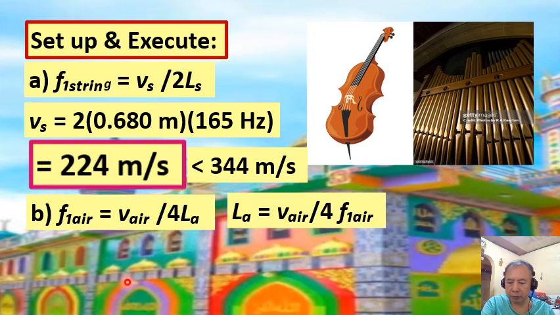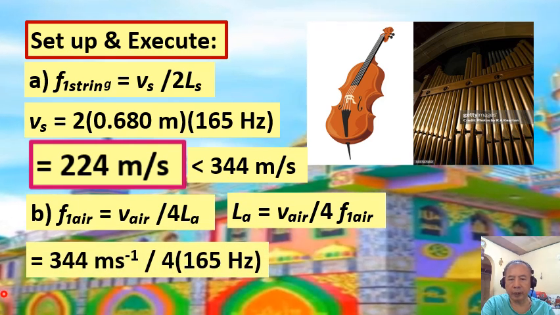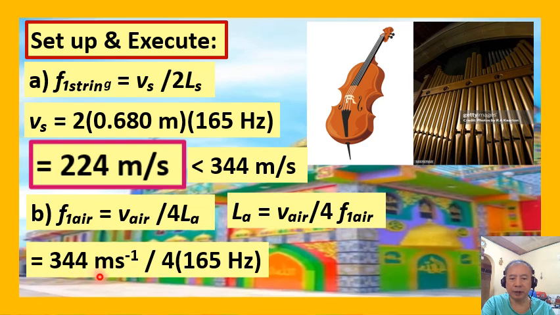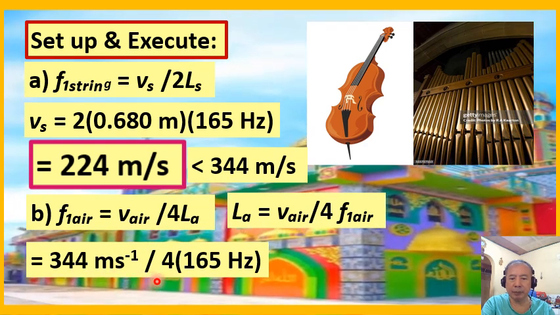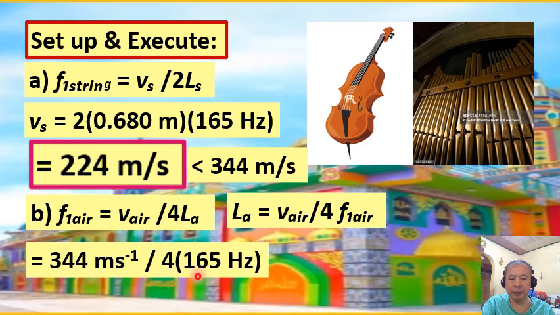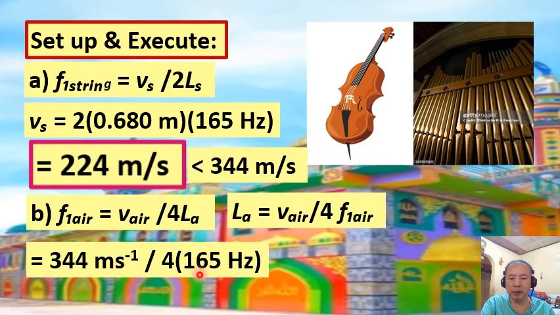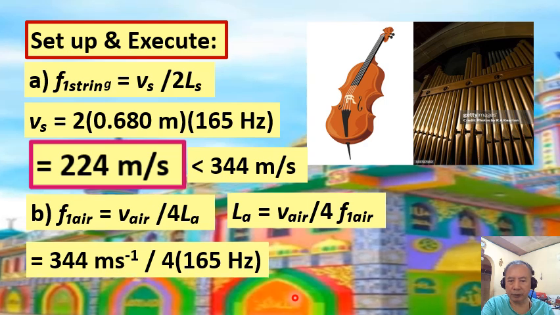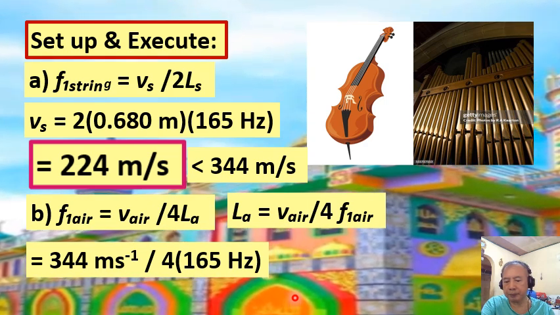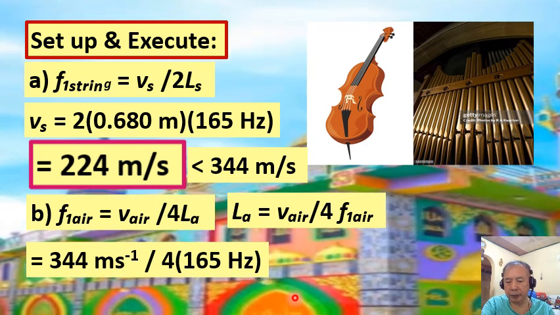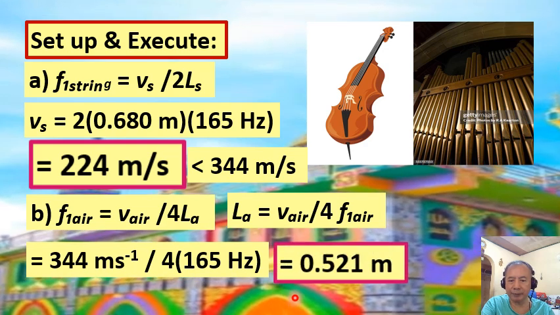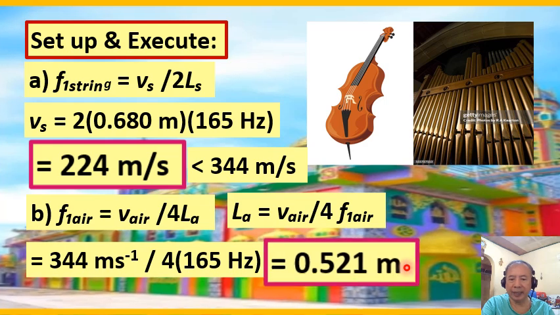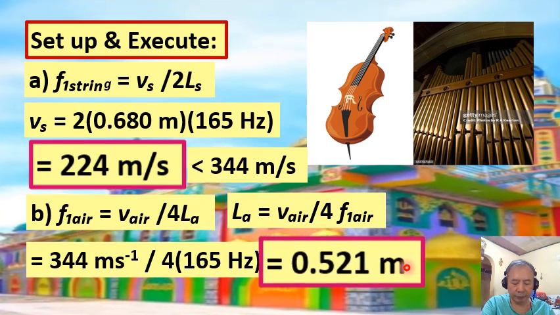So when you substitute, we have capital L sub A equals 344 meters per second divided by 4 times the fundamental frequency, 165 hertz. So doing our math, we arrive at the value of the length of the pipe, or the air column in the pipe, capital L sub A, equal to 0.521 meters, also in three significant figures.